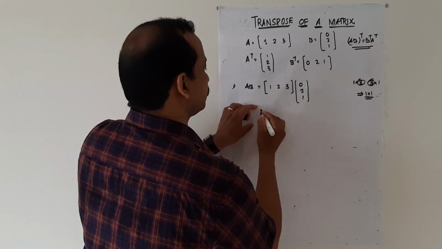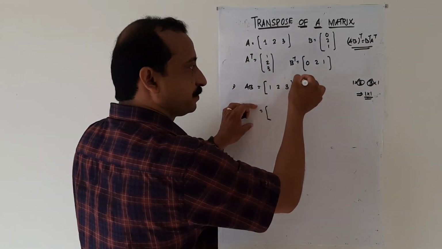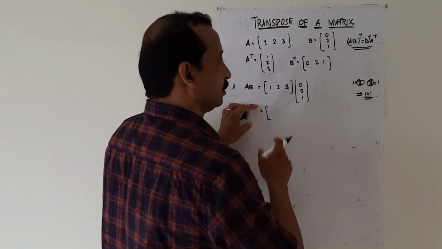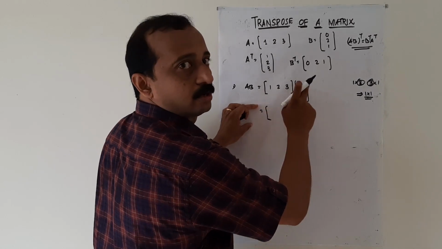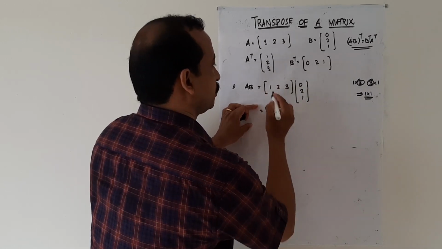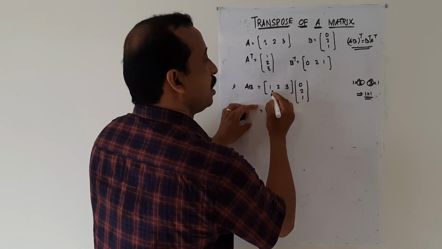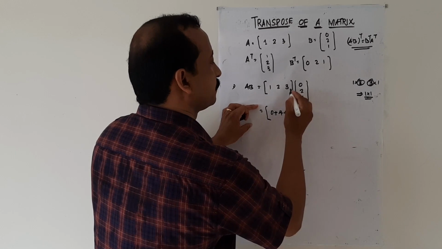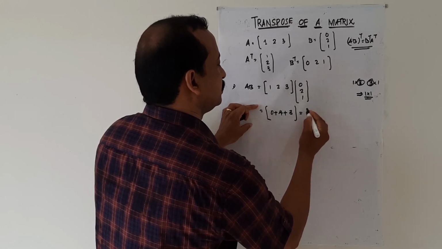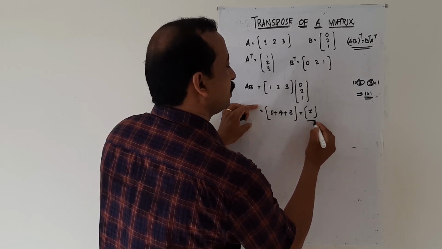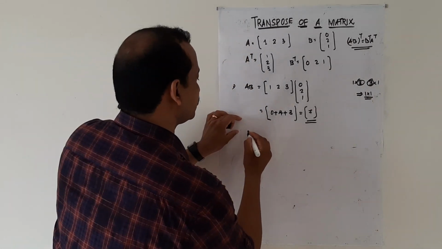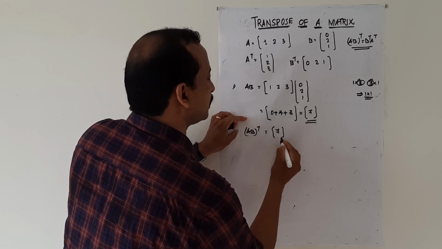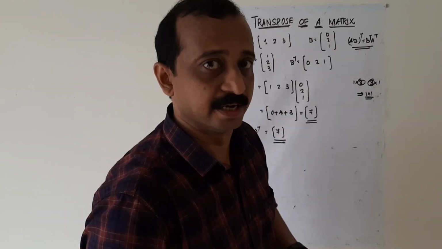Now multiplication of the first row, first column. That's all, there is no other column. Corresponding elements multiplied: 1 into 0, plus 2 into 2 is 4, plus 3 into 1 is 3, and we get the answer 7, clearly a 1 by 1 matrix. Now we take its transpose, and we again get the same answer because it is a 1 by 1 order matrix.